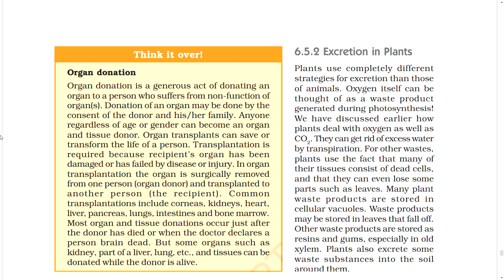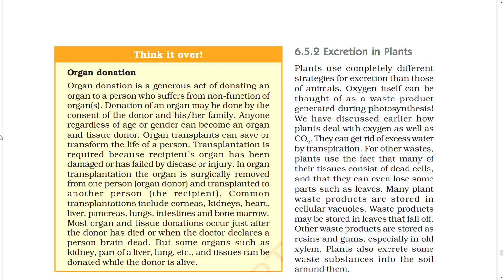Excretion in plants. Plants use completely different strategies for excretion than those of animals. Oxygen itself can be thought of as a waste product generated during photosynthesis. We have discussed earlier how plants deal with oxygen as well as CO2. They can get rid of excess water by transpiration.